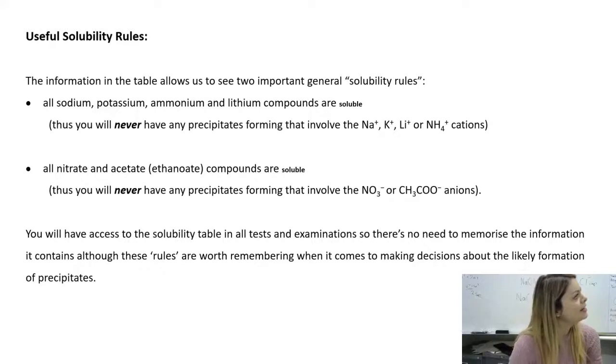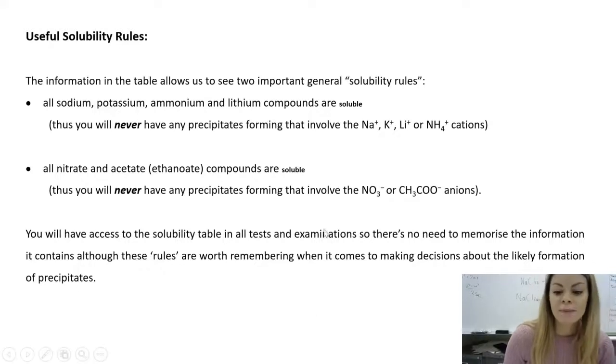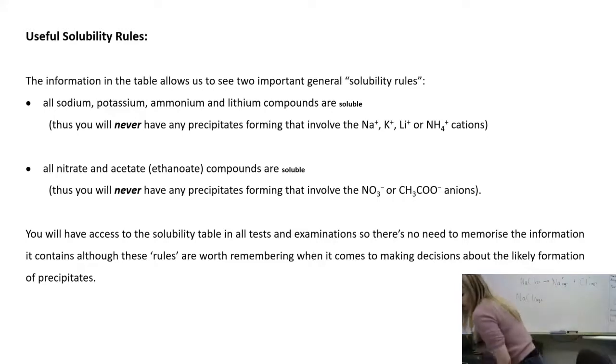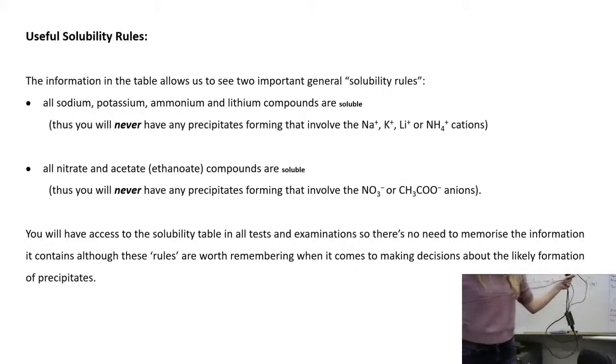Some things that are handy to remember: sodium, potassium, ammonium, and lithium are always soluble. So the first group of the periodic table, lithium, sodium, potassium, rubidium, those will always form soluble compounds. Okay?